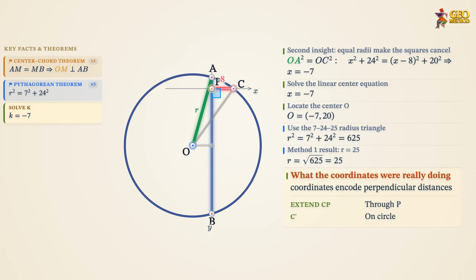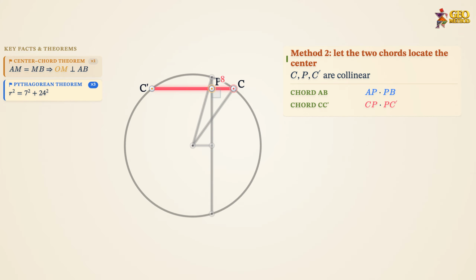Here is the second method. Set the coordinate equations aside and return to the original givens. Extend segment CP through P until it meets the circle again at C'. Now, segment AB and segment CC' are two perpendicular chords crossing at P.